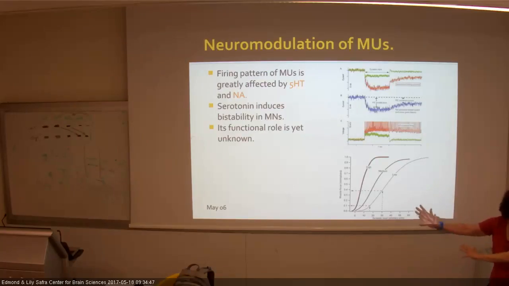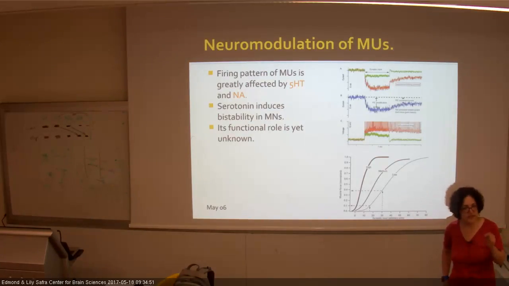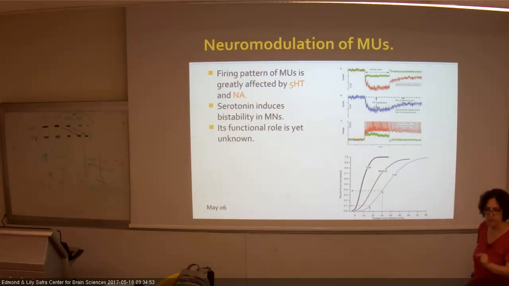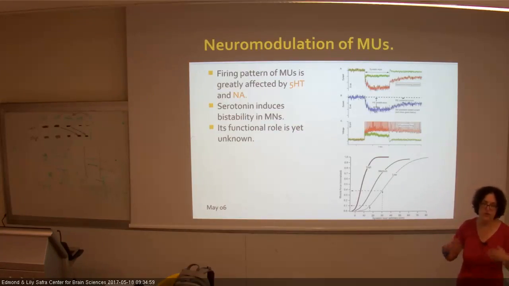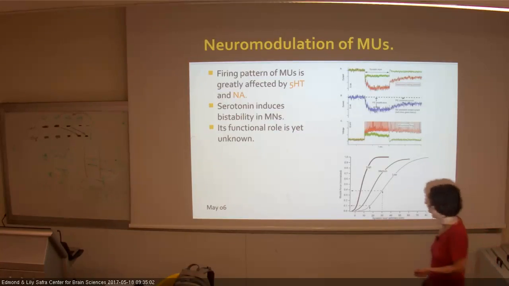That's another control. But serotonin modulates excitability and is probably more important for axial and proximal muscles, where we want to play with the gain of the system more than with distal muscles.